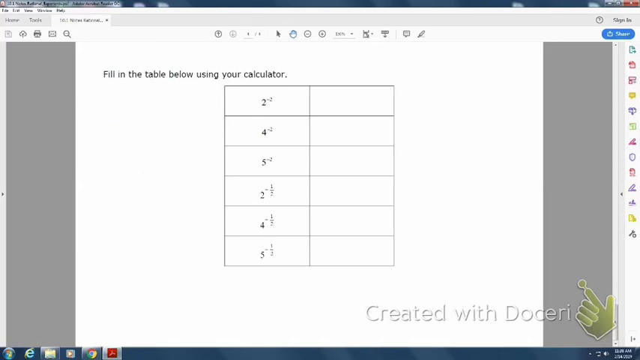Alright, last little table. It says to use your calculator. Do not use your calculator, because you don't need to. You just got to think through it a little bit. Okay? If I told you, what is 2 squared? 4. But if it's negative 2, where's that 4 going to go?